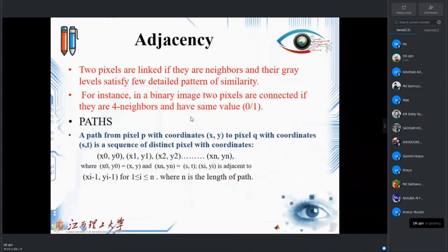You know that we have X0, Y0, X1, Y1, X2, Y2, till Xn, Yn, where X0 and Y0 is equal to X and Y, and Xn and Yn is equal to S and T. Then we can say that Xi and Yi is adjacent to Xi minus 1 and Yi minus 1 for i between 1 and n, where n is the length of the path. More we will talk like that.